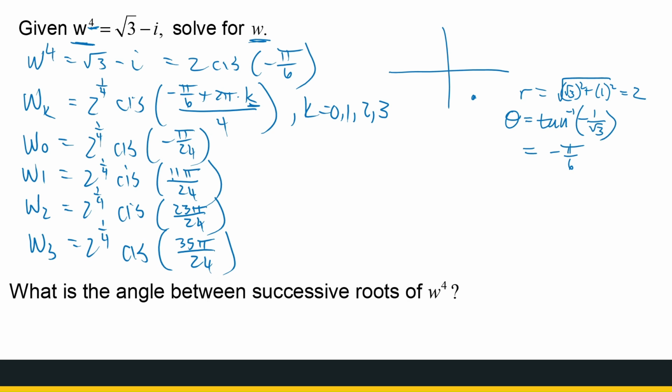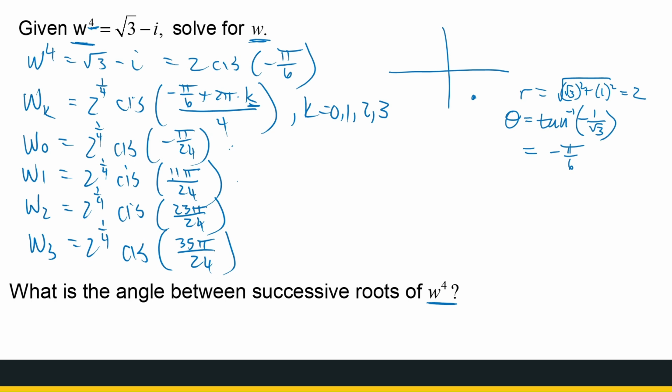Now, depending on what question you're answering, you might want your answer in polar form or rectangular form or exponential form, but we've looked at converting those in other videos. All right. Now, the next question is, what's the angle between successive roots? So what is the angle between W1 and W0, W2 and W1, W3 and W2, and so on? What is the size of that angle? Now, you can do subtraction.